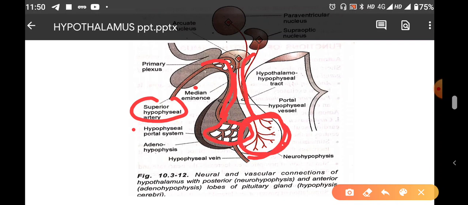In the posterior pituitary, mainly the hormones are vasopressin and oxytocin. These are synthesized in the hypothalamus from the supraoptic, paraventricular and arcuate nucleus, and they are secreted in the posterior pituitary and stored in the posterior pituitary.